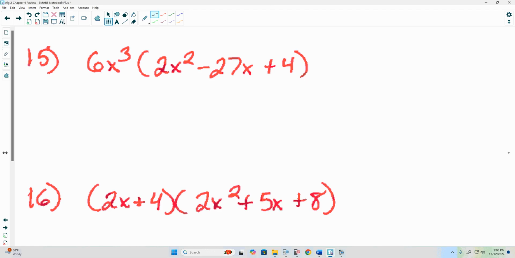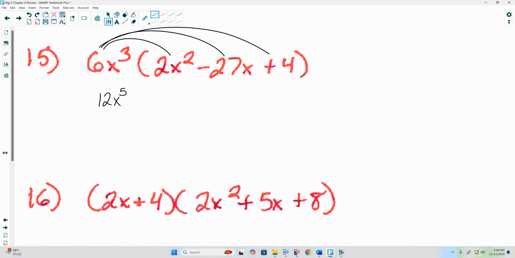So 15 we're now multiplying. So we just need to distribute. We need to multiply through. 6x cubed times 2x squared. Well, our 6 times 2 is 12. X cubed times x squared, we add the exponents. When we multiply like bases, we add the exponents. So 3 plus 2 is 5, giving us 12x to the fifth.